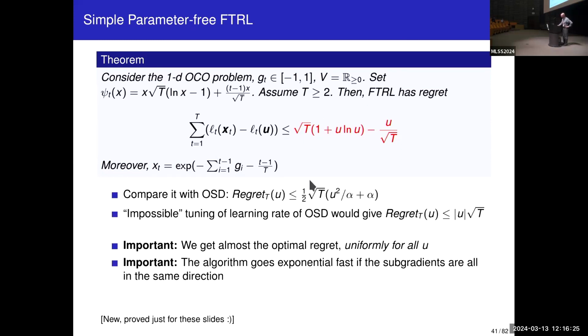And so let's compare this thing with online subgradient descent. In online subgradient descent, you had this problem of tuning alpha, and so you would get u squared divided by alpha plus alpha. And the impossible tuning, the one knowing u, would be absolute value of u, square root of t. Here, again, you get something very, very close to it, with this additional logarithmic term. And again, the optimal thing will be square root of log, so you are very, very close to it. But the important thing is that this is uniformly over u, and there is nothing to tune. There are no learning rates or nothing magic to do. This is always true. So let me try to do the proof.